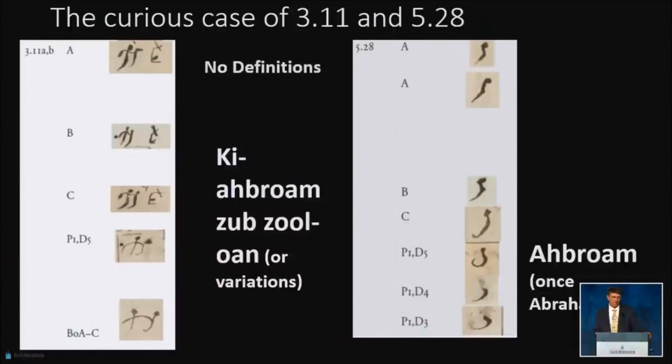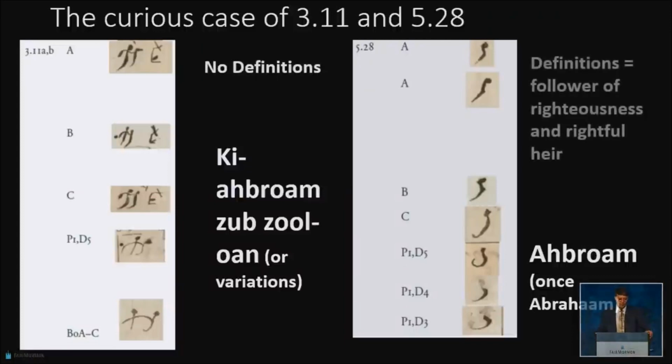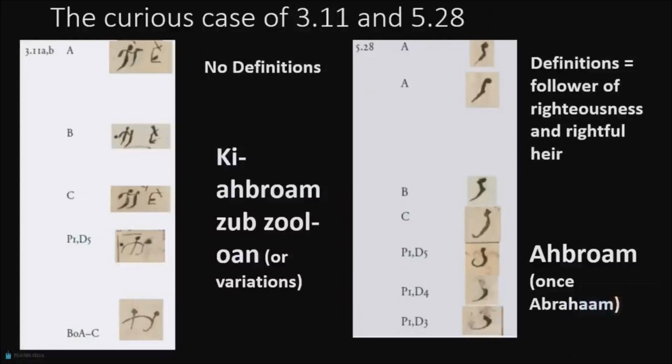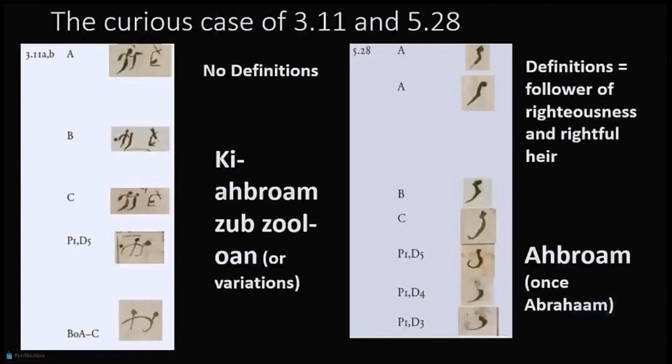All right, so there are no definitions provided for the 3.11 character, but in 5.28 the definition is a follower of righteousness and a rightful heir. The actual name of the character on the left is Kaya Broem, Kaya Bra Oem, Zub Zul Oen. It's named in the alphabets, but gets defined in the grammar volume, except for the Kaya Broem part, which gets defined at the end of Joseph Smith's alphabet in Cowdery's handwriting.